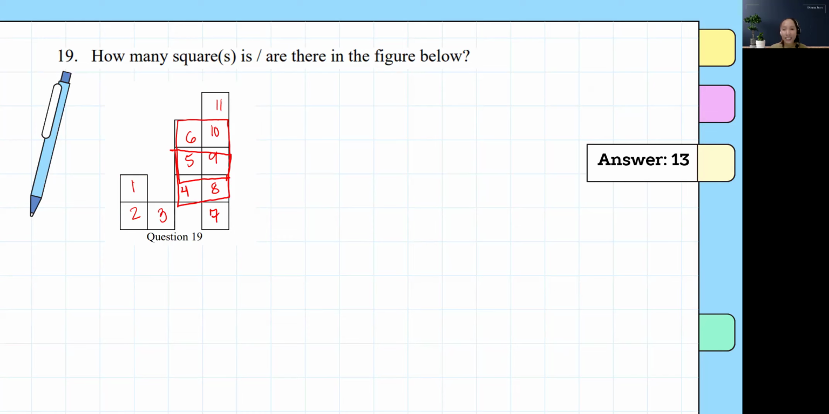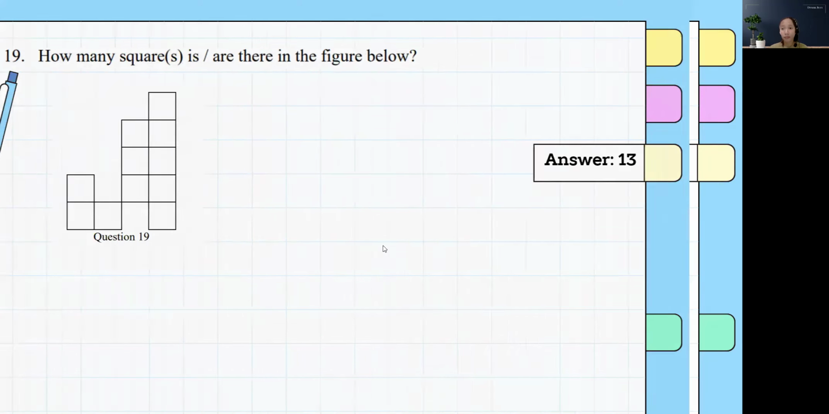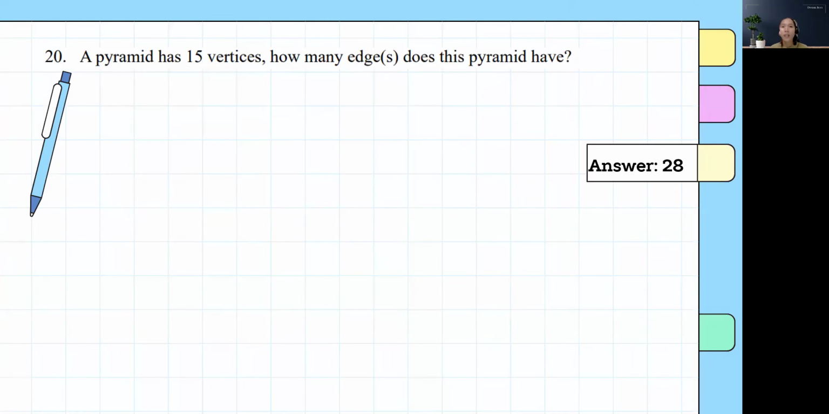Let's proceed to 20. Okay. A pyramid has 15 vertices. How many edges does this pyramid have? All right. Remember that a pyramid has 15 minus 1, which is equal to 14. And then we just need to multiply this by 2. And that's equal to 28 edges.